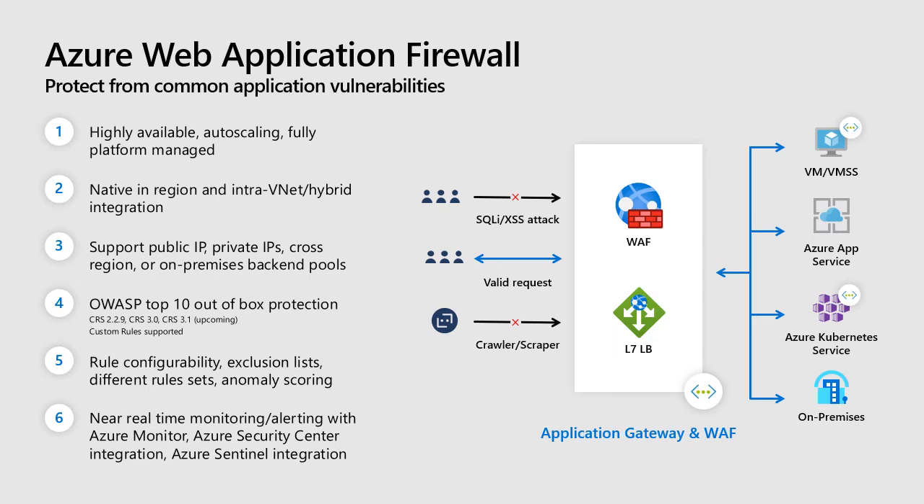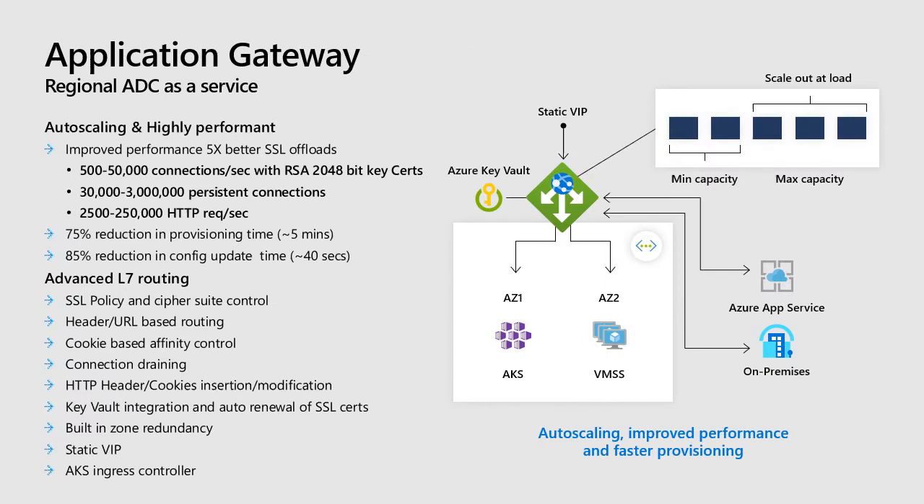It can support public IPs, private IPs, cross regions, or even on-premises backend pools. OWASP top 10 out-of-the-box protection is also included. Rules can be reconfigured and can also be part of your real-time monitoring and alerting together with Azure Monitor, Security Center, and also Azure Sentinel.